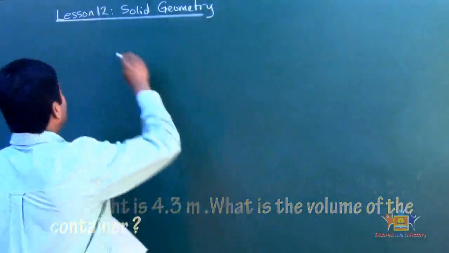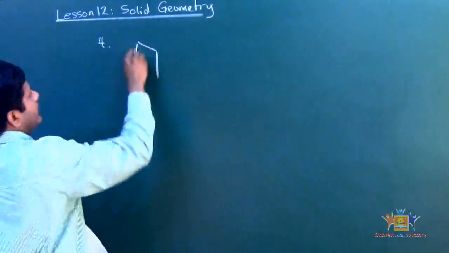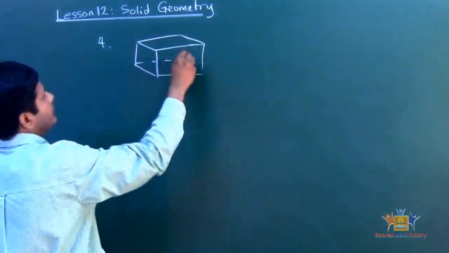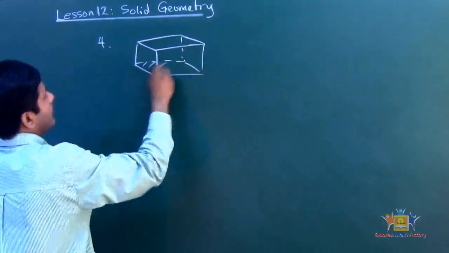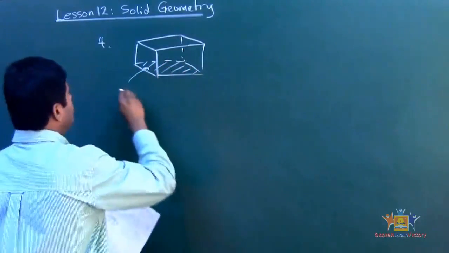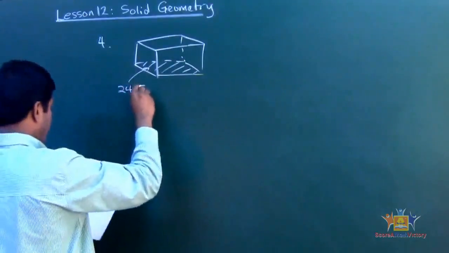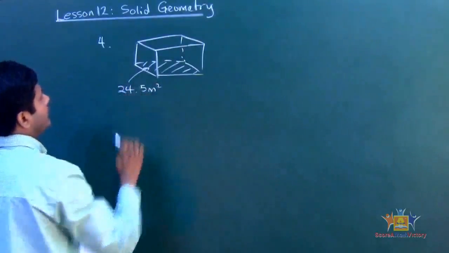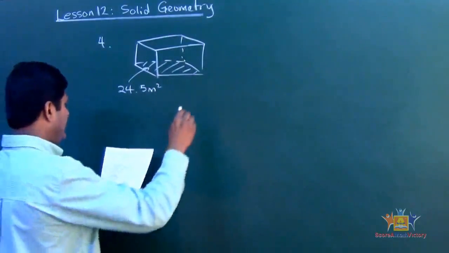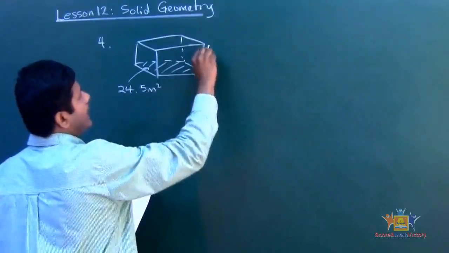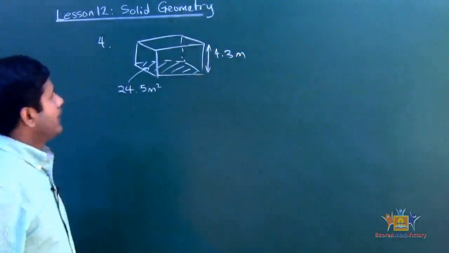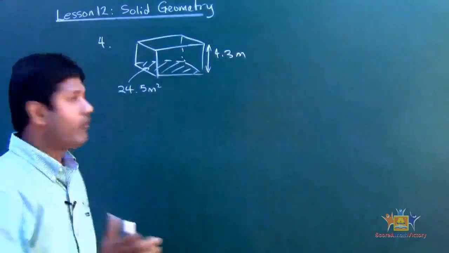Okay, so in other words, for number 4 they didn't give you the diagram, they just gave you a word problem. They told you the bottom surface area is 24.5 meter squared, and also you're given the height. The height of the container is 4.3 meters. And they want to find the volume.